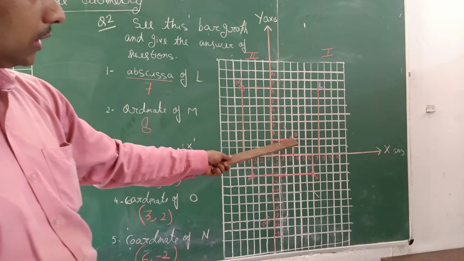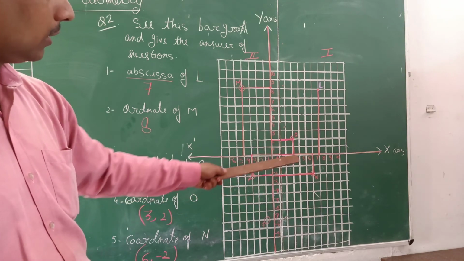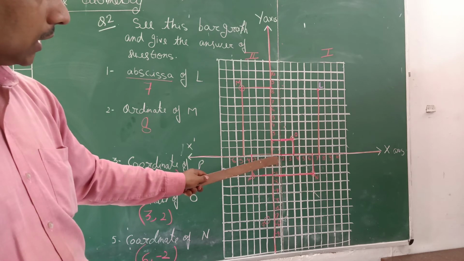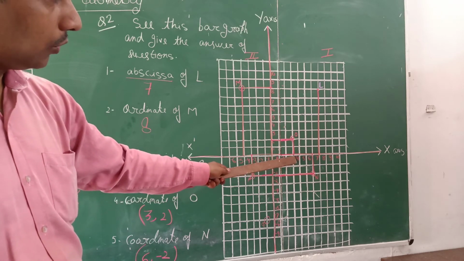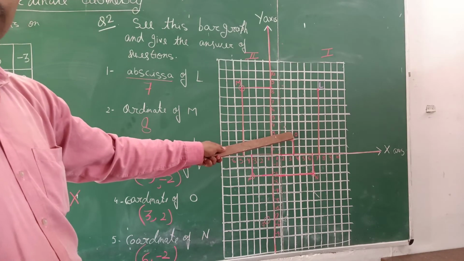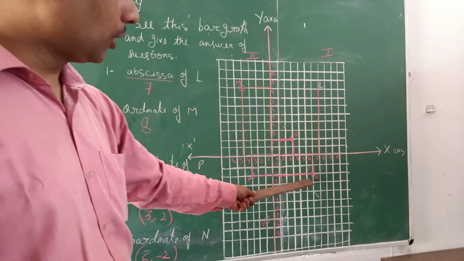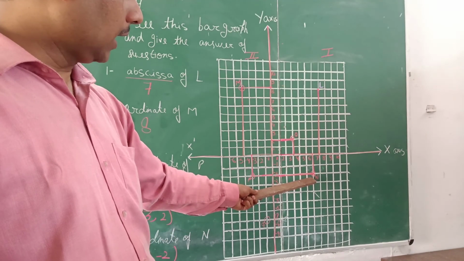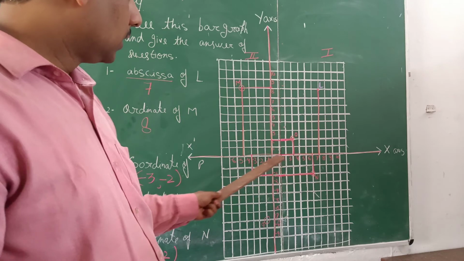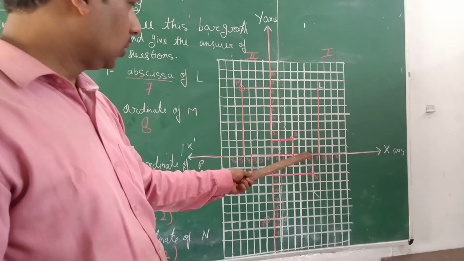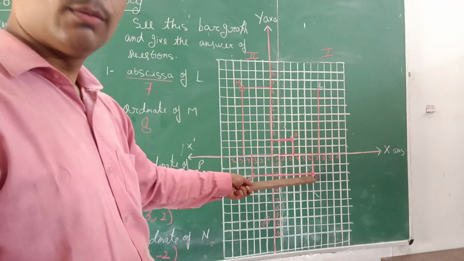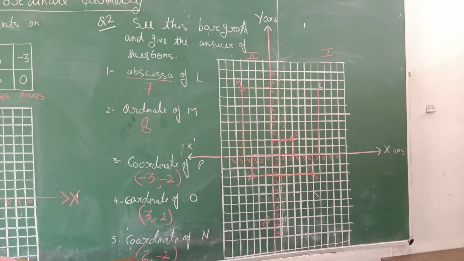And the fourth question is coordinate of O. The point O is here in the first quadrant. So the perpendicular distance is this 3 units and here 2 units. So the point is 3, 2. And then the fifth one, coordinate of N. This is our point N. It lies in the fourth quadrant. The value of x is 6 units and downside -2. So the coordinate is 6, -2.